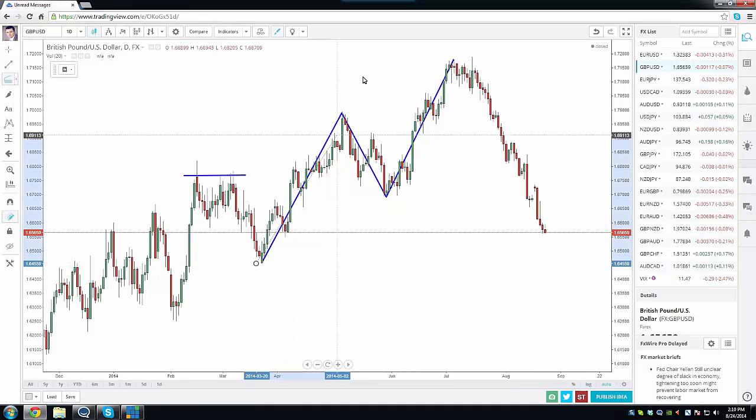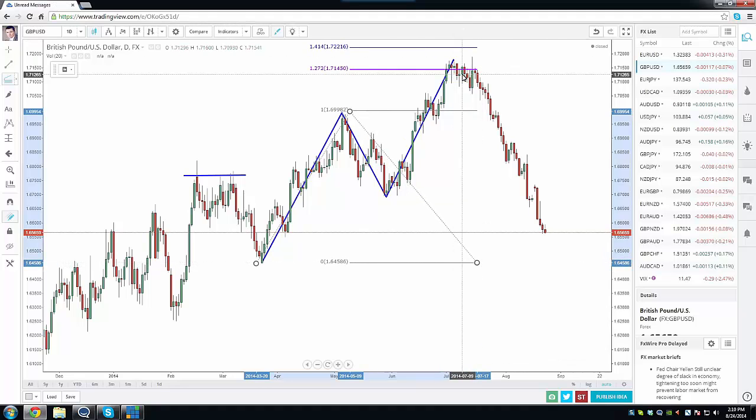So if I go from the low here to the high, and then we come back down in, what you're going to see is we're going to stall right at that 127 extension. And that is an indication here that we may be looking at a Cypher pattern. What we need to see is a retracement of this leg down into that 786.